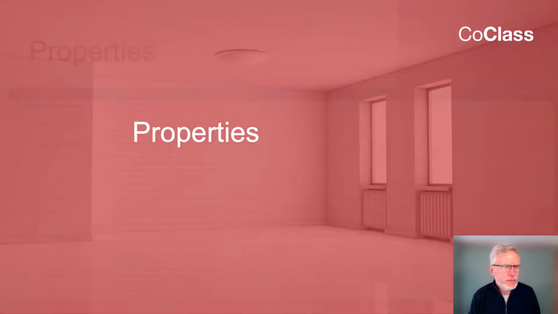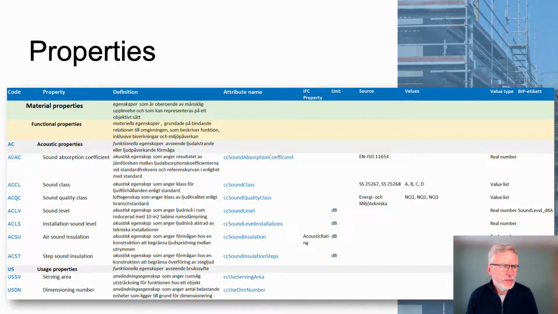CoClass has some 750, 800 properties as well. They are classified as well. Here you see some examples of material properties, the next level functional, and then acoustic properties. And then you find the actual properties, AC, sound absorption coefficient, and so on.